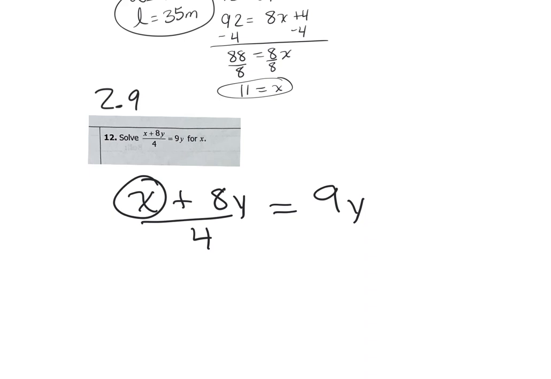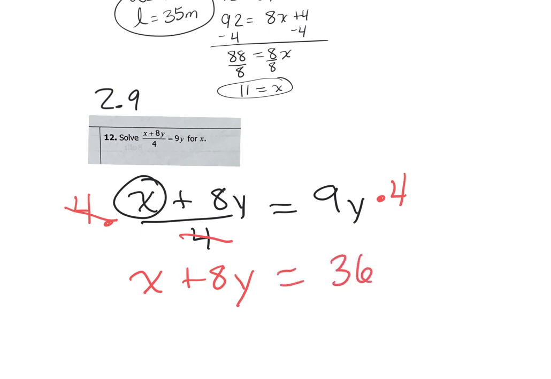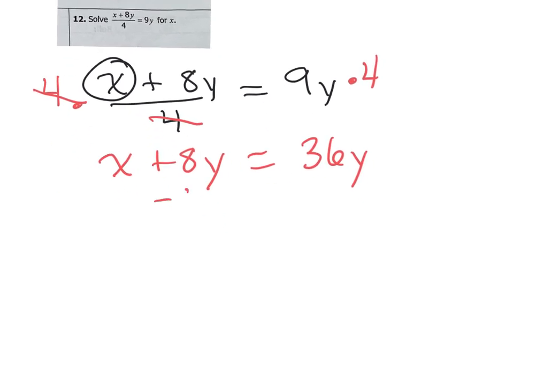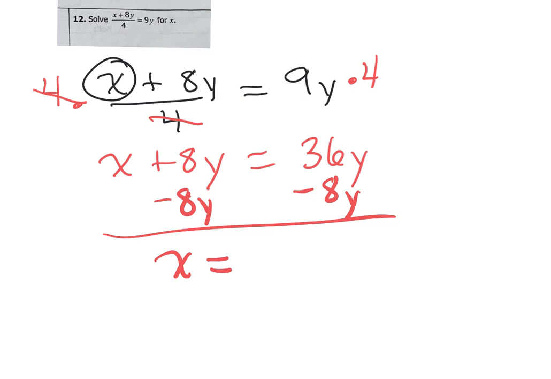I'm going to do what we're doing in a different color. So I'm going to take it times 4, right? The opposite of dividing is multiplying. So the 4 divided by 4 cancels because it's 1. So all I have left is x plus 8y on the left side equals 36y on the right side. If I subtract over the 8y, all I'm left with is x, and that's what I want. So x is going to equal, what's 36 minus 8? 28y.